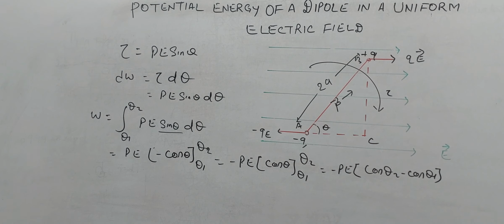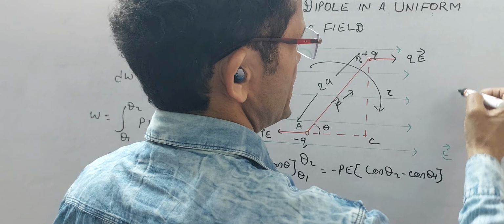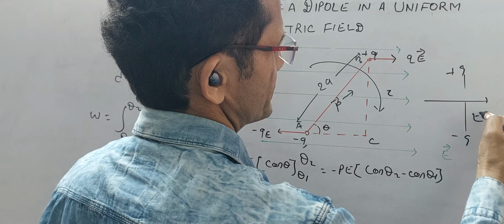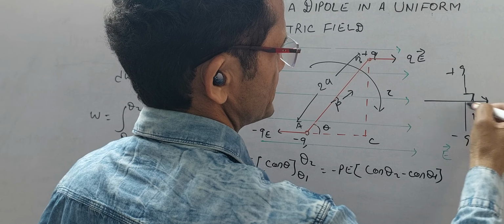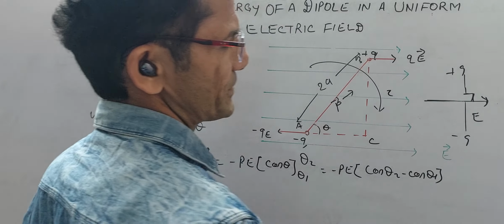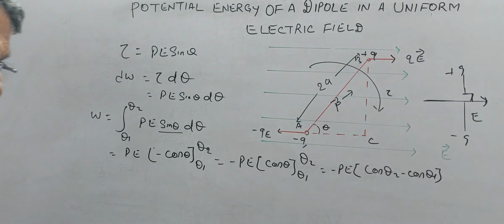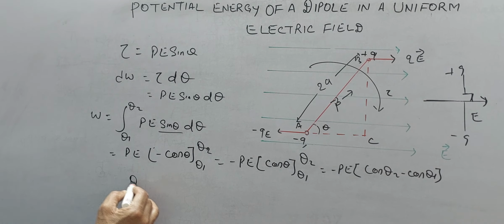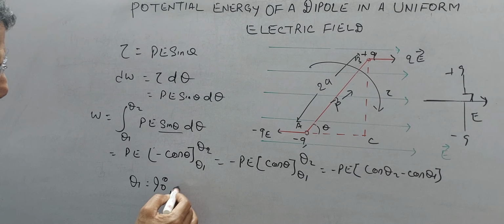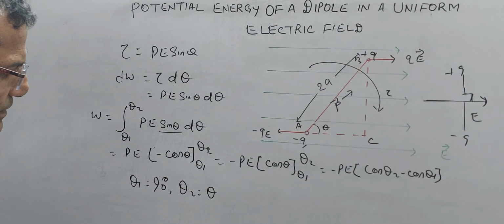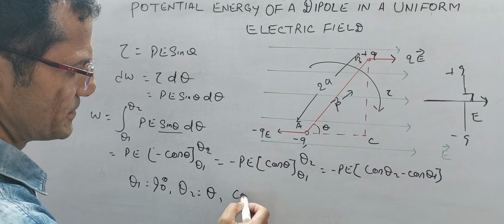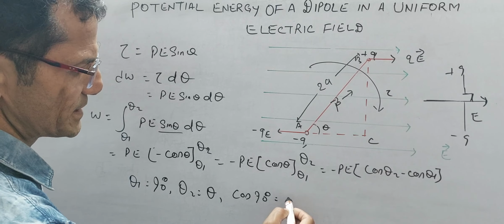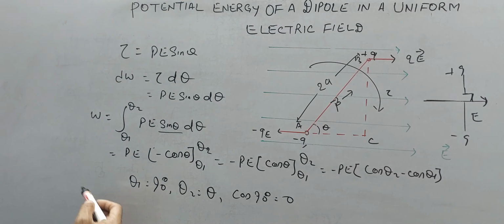Now if I generalize, if any dipole, minus q and plus q, is placed in the normal direction and the electric field is along this one, if the angle between them is 90 degrees, then in this position the dipole has no potential energy. So if our initial position is 90 degrees and theta 2 comes out as theta, now cos theta 1 is replaced by cos 90 degrees. Now we know that cos 90 degrees comes out 0.